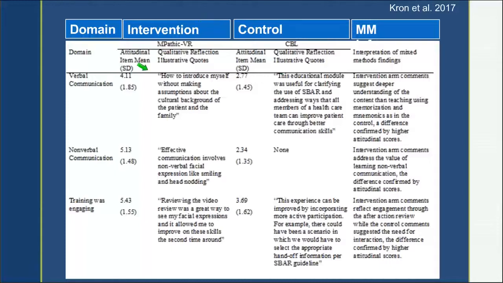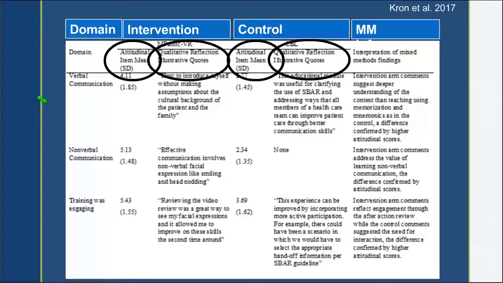So within each of these, for the intervention and the control, we have both quantitative results in addition to qualitative results in the form of illustrative quotes. In terms of verbal communication, our attitudinal score from this survey had a mean of 4.11 for the intervention versus 2.77 for the control group. In the paper, we note that was statistically significant. And then some illustrative quotes really provide evidence of this difference.